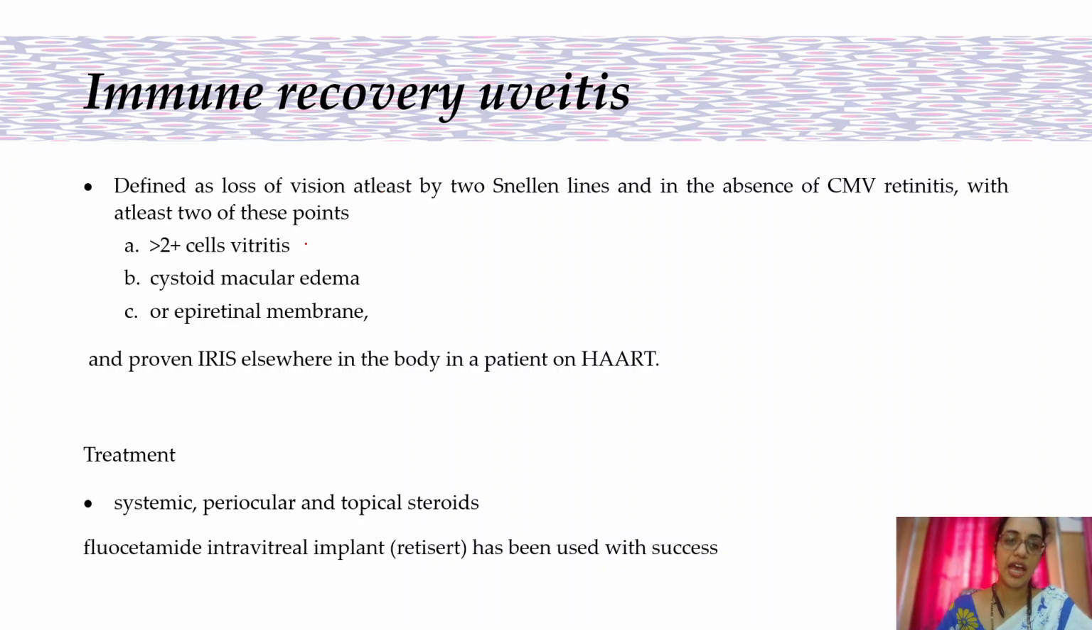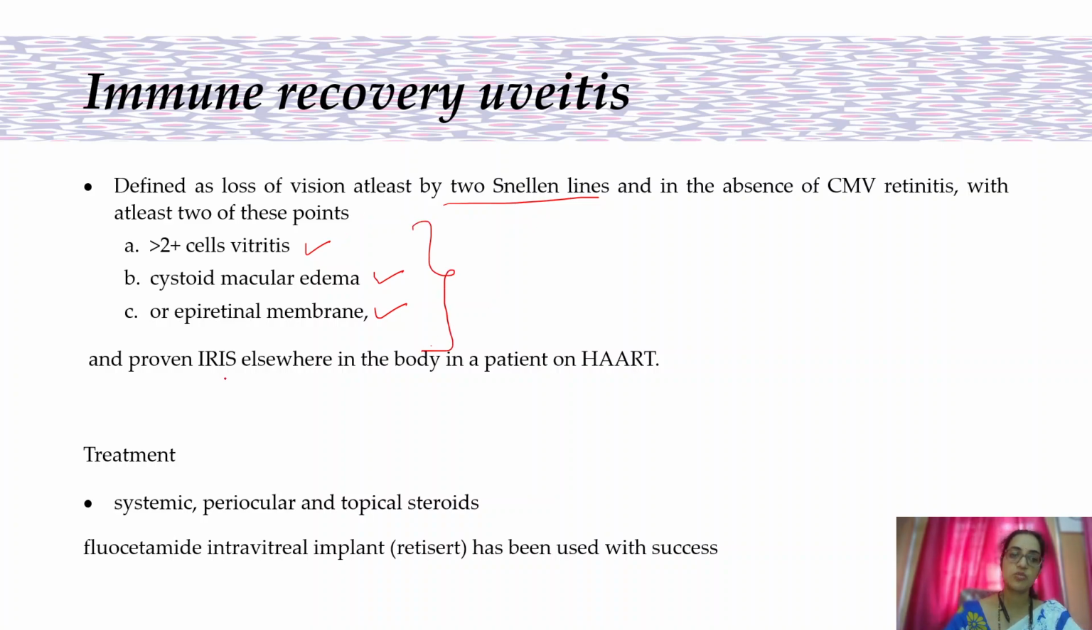Here you will have vitritis, cystoid macular edema, and epiretinal membrane formation. The severity of immune recovery uveitis depends on the area of CME retinitis. The criteria are a decrease in two Snellen lines with at least two of these points. There has to be IRIS elsewhere in the body, in the sense of immune reconstitution syndrome elsewhere in the body, in a patient on HAART. So these are the diagnostic criteria for immune recovery uveitis.